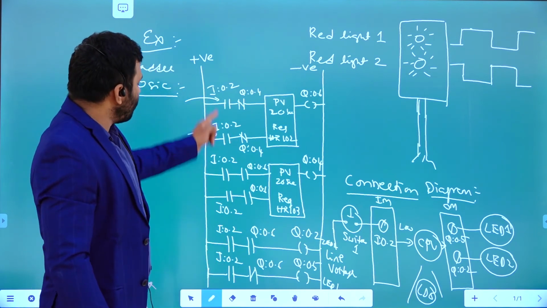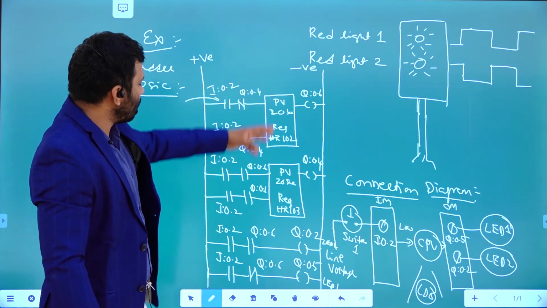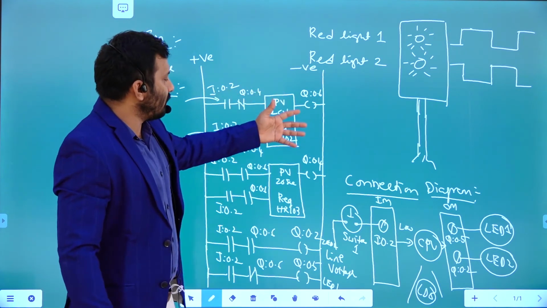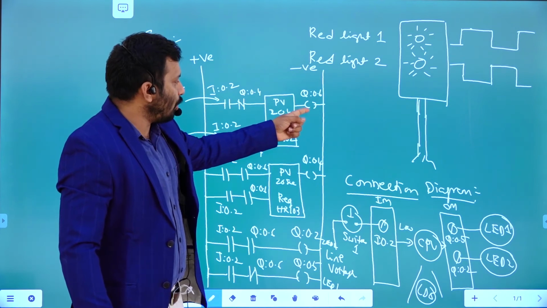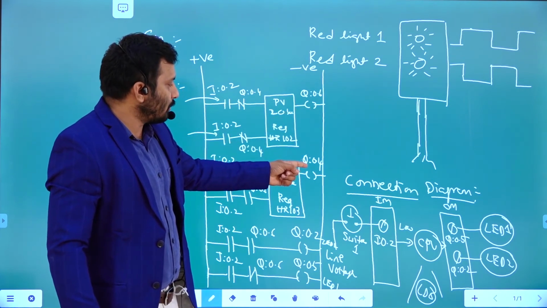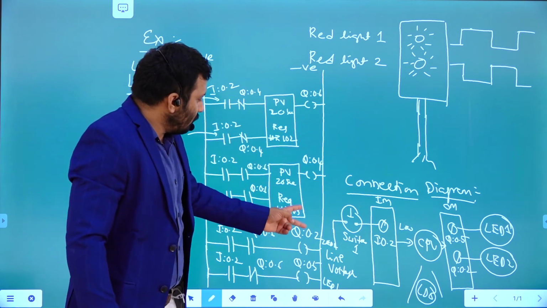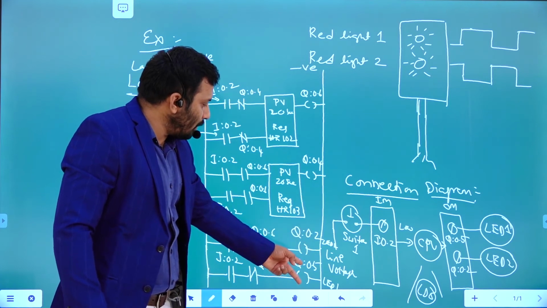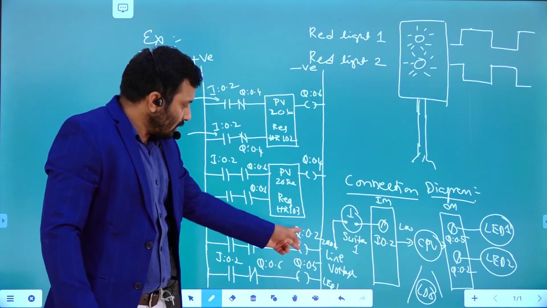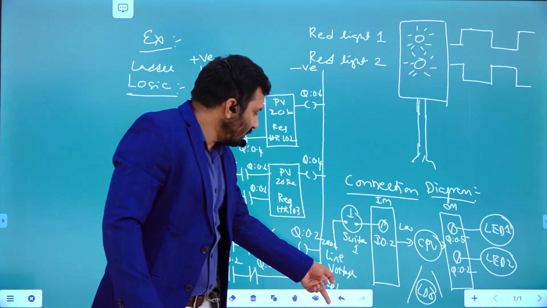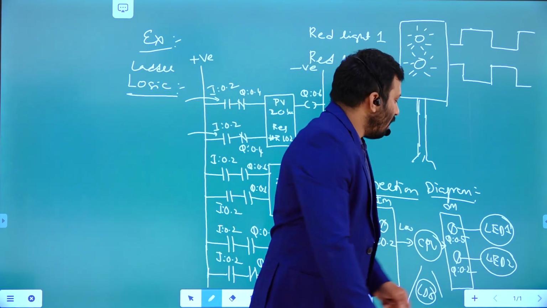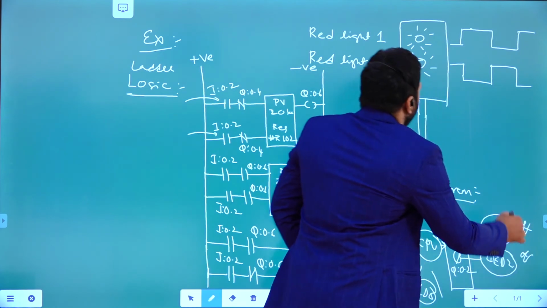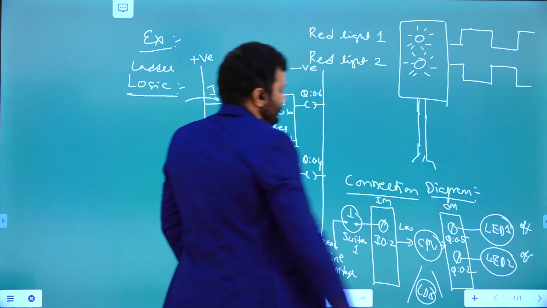That means all the rungs we have in this particular PLC logic have no flow from the positive to the negative terminal. That is the reason the bits corresponding to the output image block are zeros. These are the two logics. The output image block bits corresponding to outputs 0.2 and 0.5 are also 0. That is the reason LED 1 and LED 2 are in the off position only. This one is also off, and this one is also in the off position.